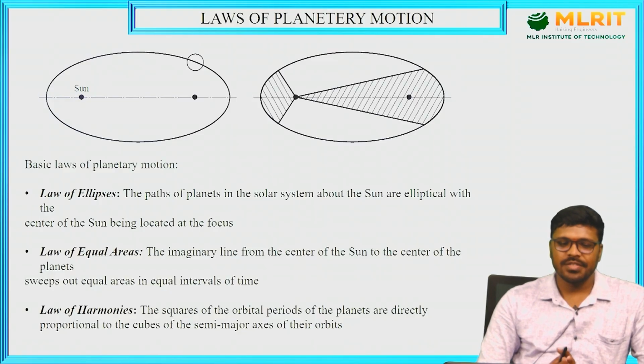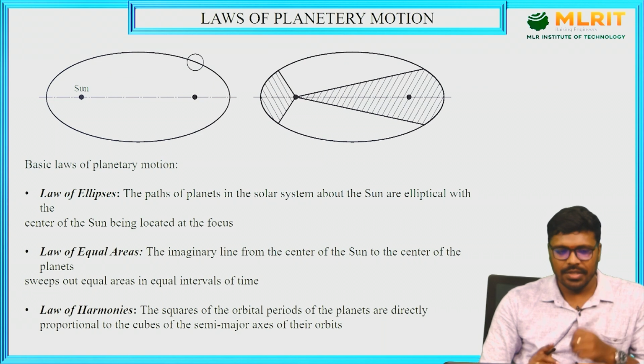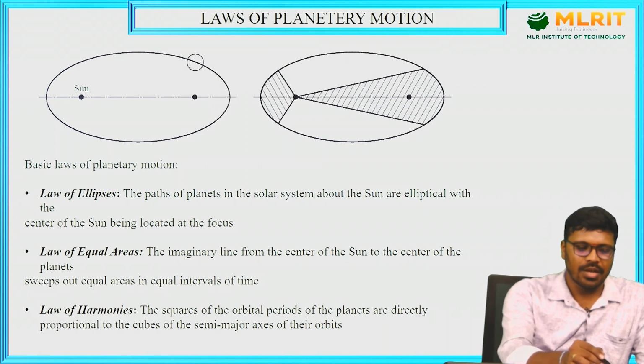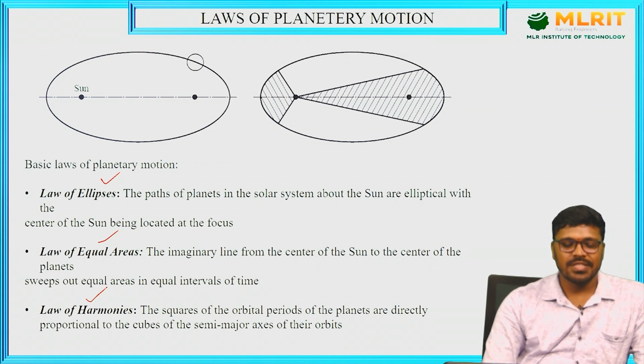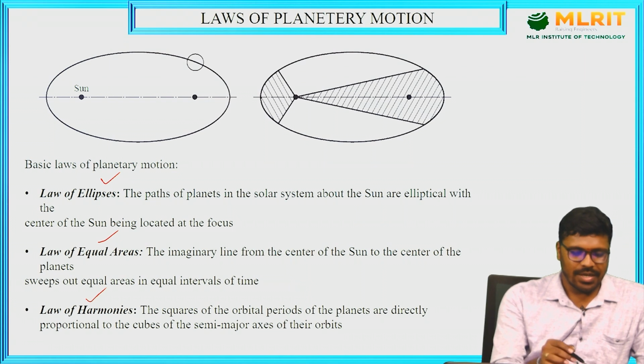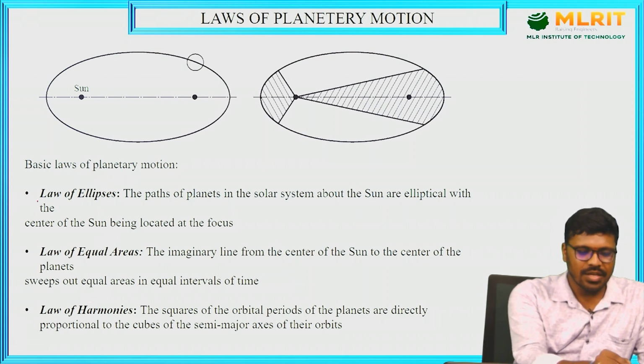Next topic is laws of planetary motion. There are basically 3 laws of planetary motion: law of ellipses, law of equal areas, and law of harmonies, which were given by Johannes Kepler. Let's see the first one, the law of ellipses.